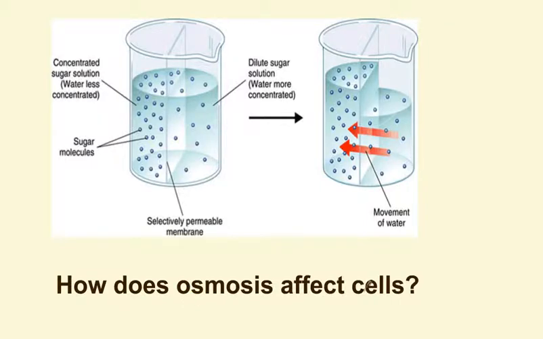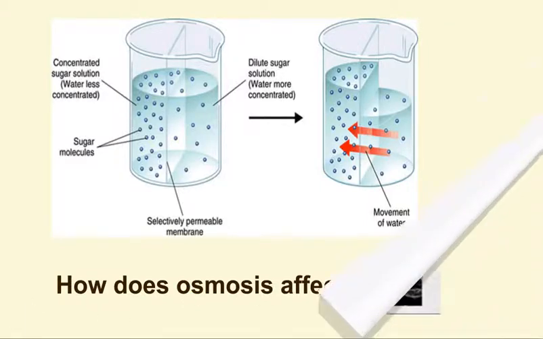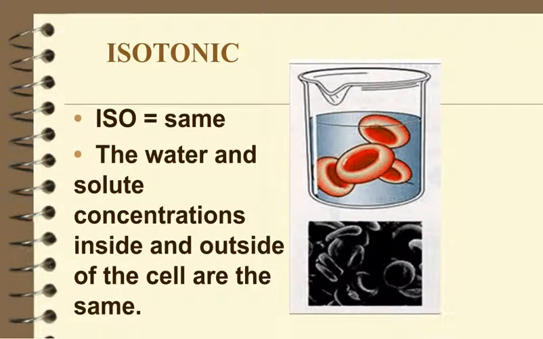How does osmosis affect cells? Well, there's three ways. An isotonic type of osmosis, iso means same. What's going to happen here is our water and our solute concentrations in and out of the cell are going to be the same. Okay?